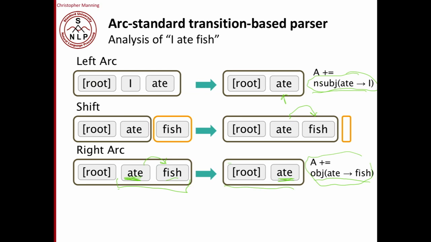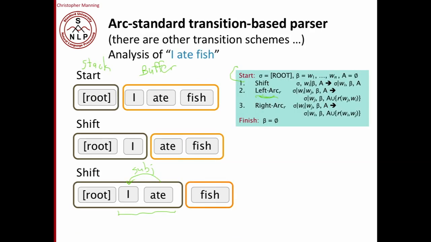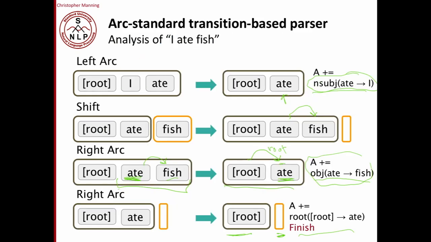And so at this point, I'm in the same position. I want to say that "ate" is a right dependent of my root, and so I'm again going to do right arc, and make this extra dependency here. Okay, so then my finished condition for having successfully parsed the sentence is my buffer is empty and I just have root left on my stack, because that's what I said back here. That was buffer is empty as my finished condition. Okay, so I've parsed the sentence.